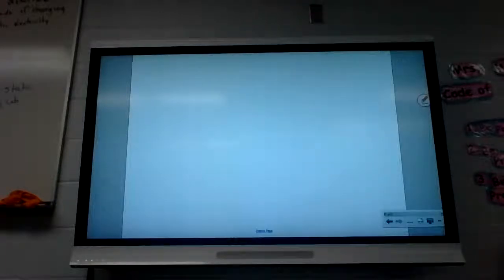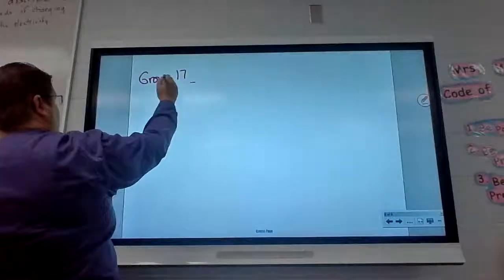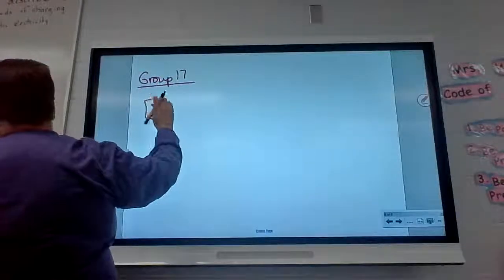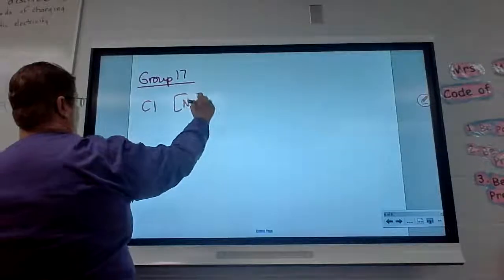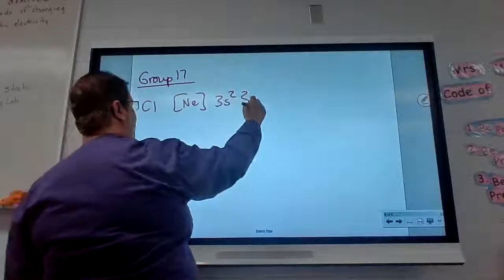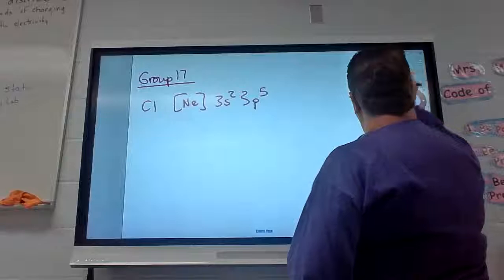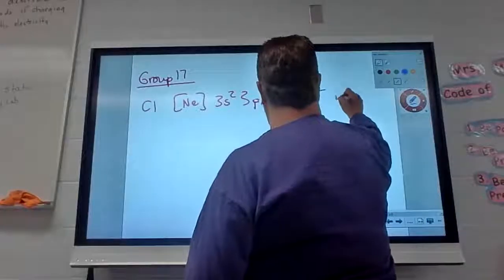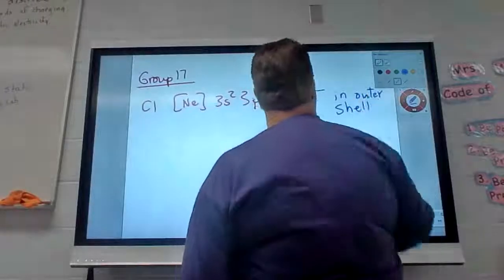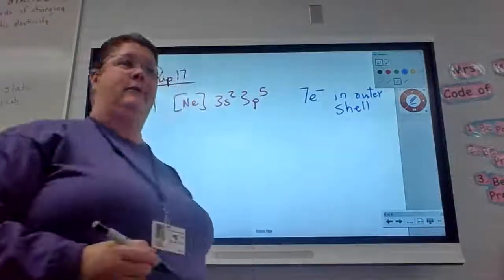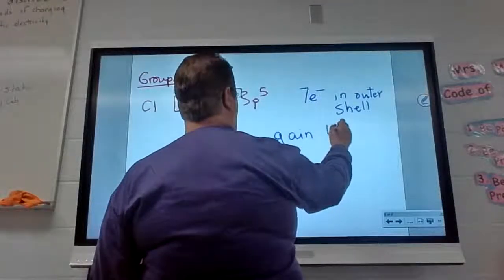All right, group 17. Group 17, if we take, let's do chlorine. Ne 3S2, 3P5. How many electrons are in the outer shell? All right, so we have 7 electrons in the outer shell. So what are we going to do to get to the magic number of 8? Going to gain 1. We will gain 1 electron.